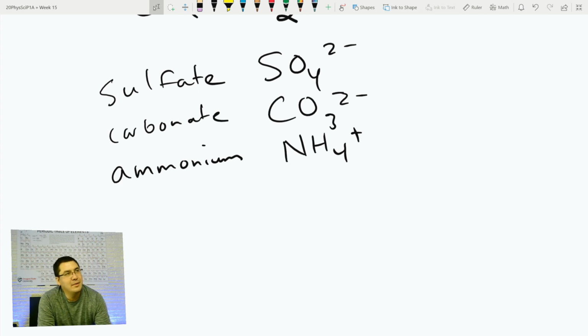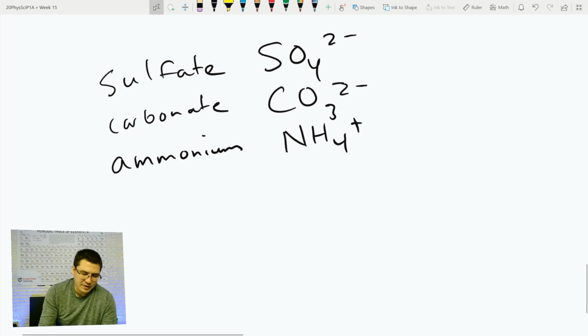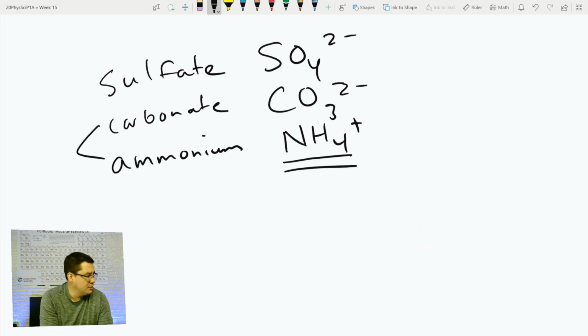But ammonium carbonate is another ionic compound. So ammonium carbonate, its chemical formula to balance this, if I wanted to combine these two, I need 2 ammoniums to balance out the charge. I look at the upper right hand corner, the charge of carbonate is 2 minus. So since that's 1 positive on ammonium, I need 2 of them.